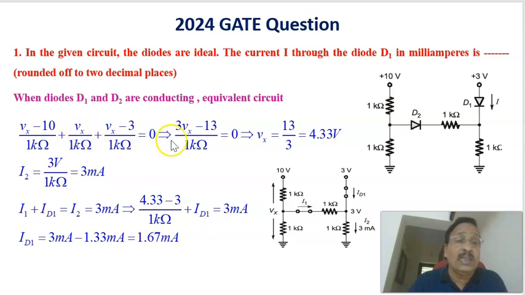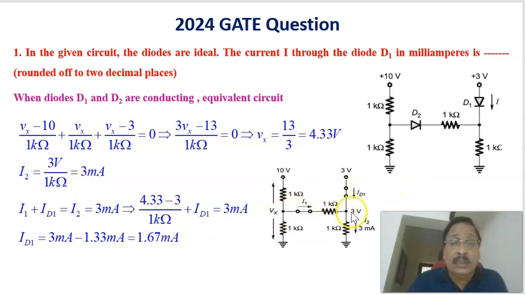From this, the one unknown is Vx. Therefore, 3 Vx minus 13 divided by 1 kilo ohm equals 0, or Vx equals 13 by 3, or 4.33 volts. So the voltage at this point is 4.33 volts. Now the question is to find this current, that is noted as the current ID1.